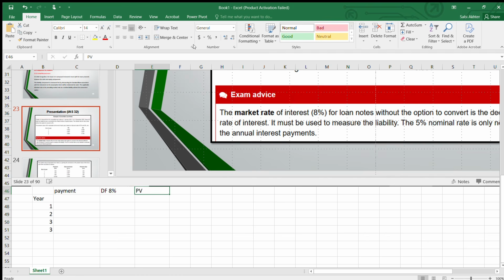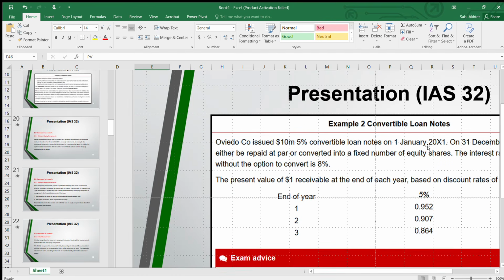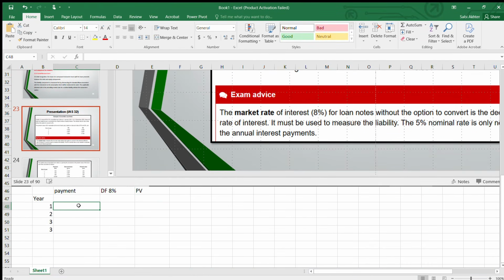So just go up and check the amount. It is a 10 million loan with 5% convertible loan notes. So your principal amount will be 10 million, but your interest will be 5% on that 10 million, which is 500,000. 5% on 10 million: 6 zeros after 10, that means total 7 zeros. So 500,000.